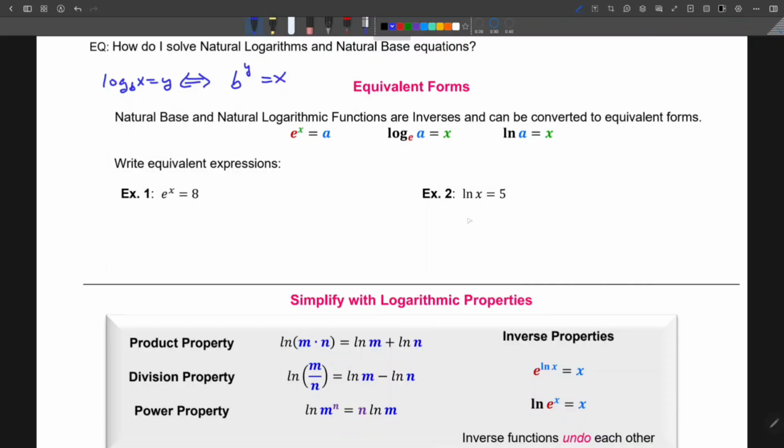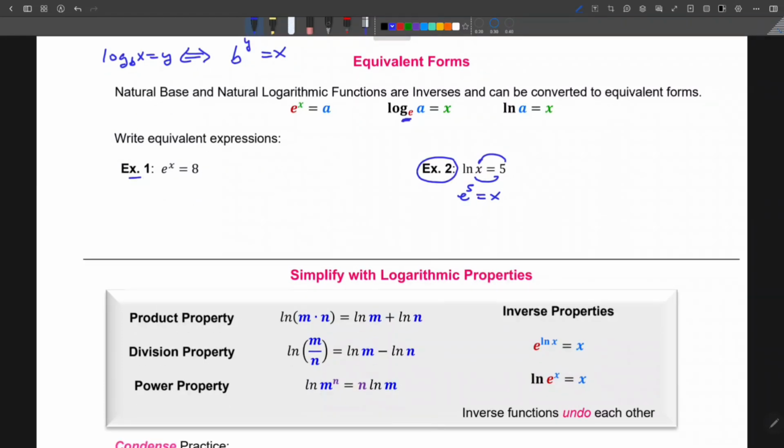We're basically starting with that e, and we're circling around: e to the 5 is equal to x, and that's it. So we always start with the base. Example 2 is a little tricky because there's no base there, but for the natural logarithm, it's always log base e. I want you to remember that. It's pretty important. And then now we'll do example 1. So we're just rewriting this, right? We're starting with that base. So this would be log base e, and we're circling around of 8 is equal to x.